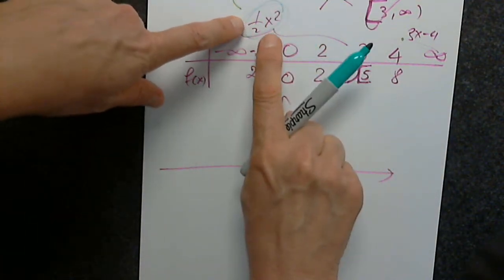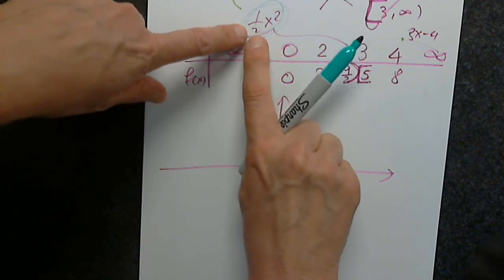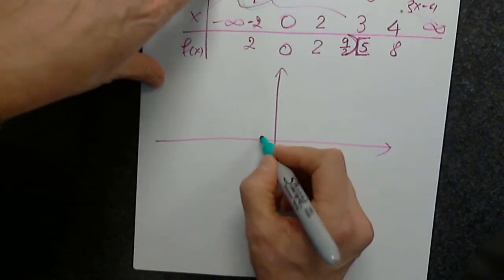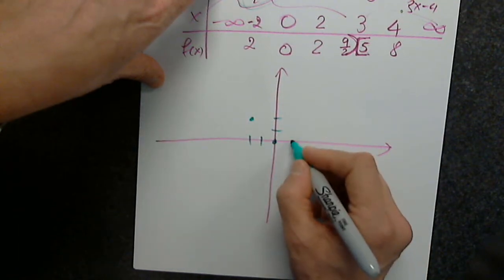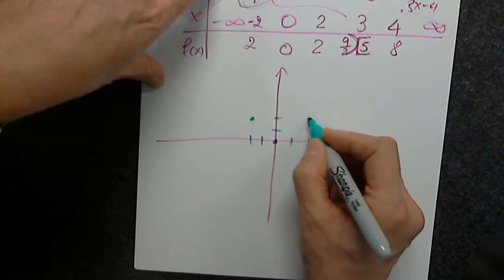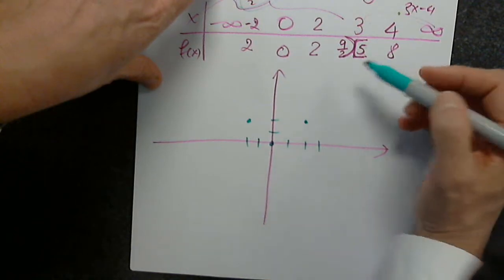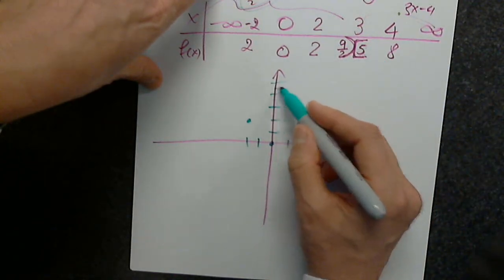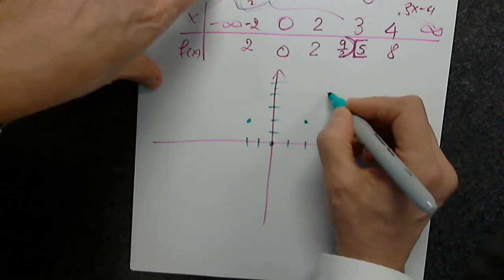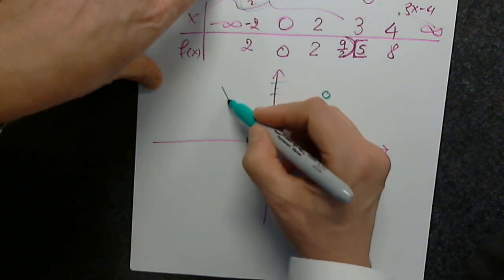It's a quadratic function opening upward, right, with a positive leading coefficient. So at -2, it's 2, at 0, 0, at 2, 2, and at 3 it is 4.5. And it's an open point. And this is the graph.